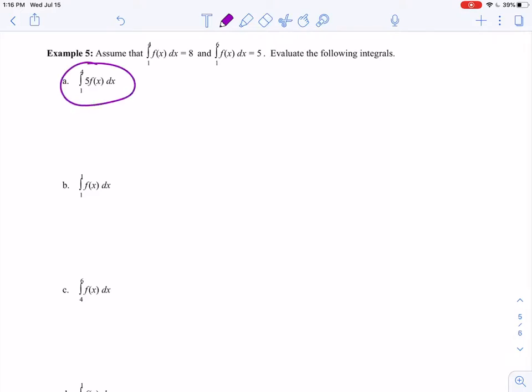So first I have the definite integral from 1 to 4 of 5 times f of x dx. I have no idea what f of x looks like, but I'm given this information about the definite integral over a couple of different intervals. So first I see, okay, this 5 right here, that's a constant multiple. I probably want to factor that out front. So this really says 5 times the definite integral from 1 to 4 of f of x dx. And then I can say, hey, this piece right here, the definite integral from 1 to 4, that's just equal to 8. So I really have 5 times 8, which would give me 40.